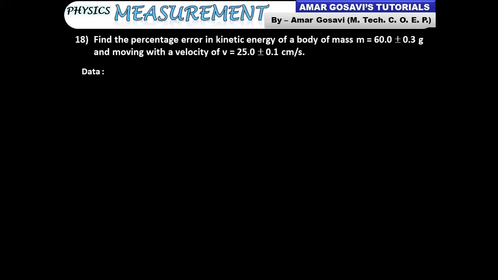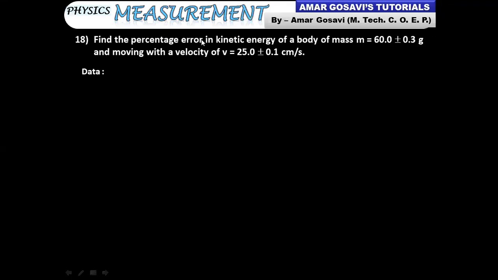We are supposed to find out percentage error in kinetic energy of a body of mass. So mass is given to you. कितना mass दिया है देखो. तो mass का measurement दिया हुआ है. M equal to 60 plus minus 0.3. What does this mean? 60 is your most probable value or the average value, and plus minus 0.3 means this is the average absolute error. या तो वो plus 0.3 हो सकता है या minus 0.3. So this is the tolerance limit over here. The average absolute error. But this is regarding mass.